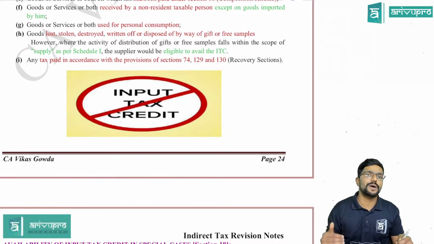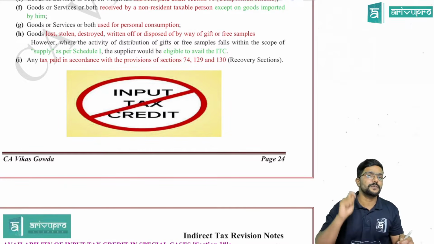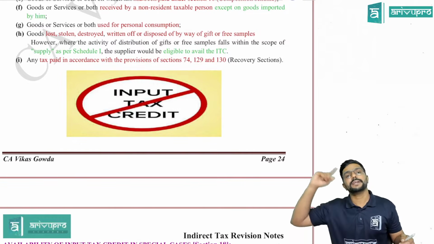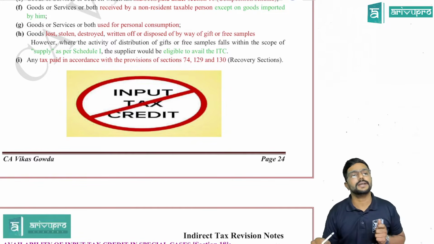But if the goods are distributed as free samples, which is covered under any of the paras given in Schedule 1, which will be an outward supply, where the value of supply will be determined as per the valuation rules. In that case, as the supplier will be paying tax on his outward supply, on his inward supply, he can still claim the credit.